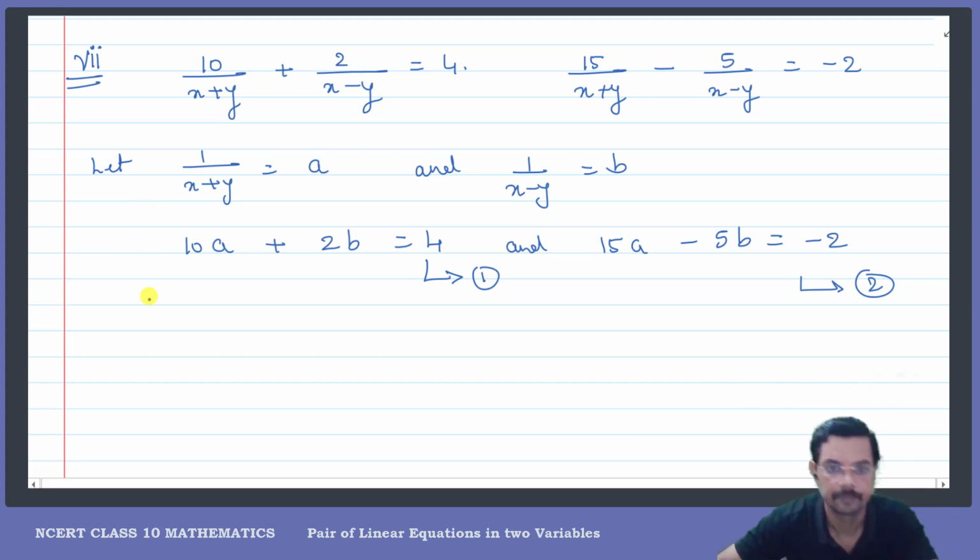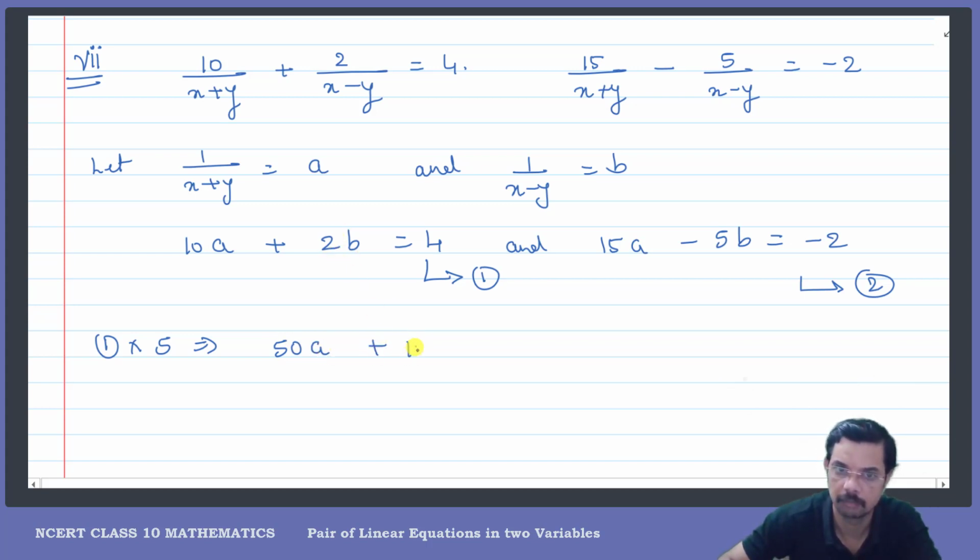Equation number 1 multiplied by 5. What do we get? This is 5 tens are 50a plus 5 2s are 10b equal to 4 5s are 20. Okay. Second one, multiply by 2, so that I can have a 10 here.